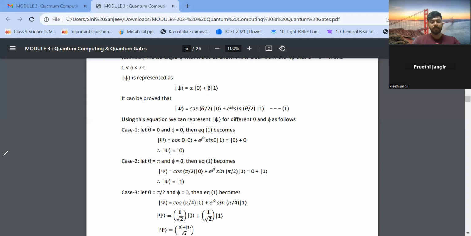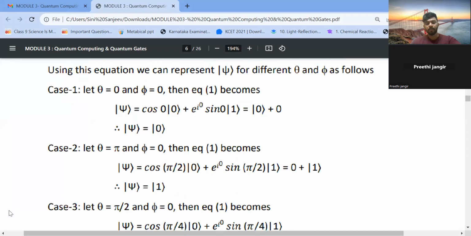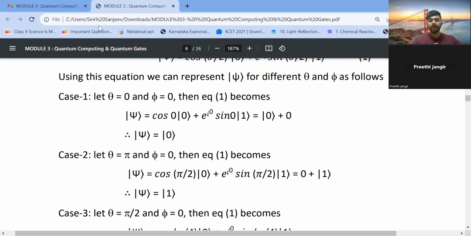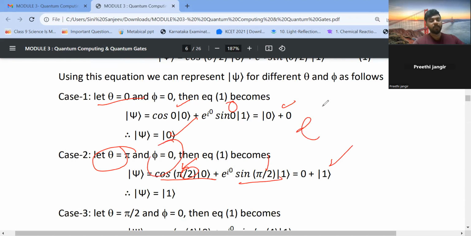I'll just zoom this. I think now it will be clear. First thing, theta is 0. Cos 0 is 1, sin 0 is 0, so this is 0, and I'll be getting 0 plus 0. Theta is equal to pi, so pi by 2. What is cos 90? 0, so this full term is 0. Gone. And sin 90 is 1. And phi is 0, so e power 0, which is 1. Anything power 0 is 1.